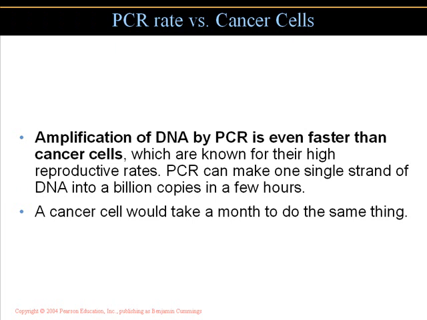We know it has high reproductive rates. PCR can make a single strand of DNA into billions of copies in a few hours. A cancer cell would take a month or so to do the same thing. So it gives you some indication of how fast this process can take place.